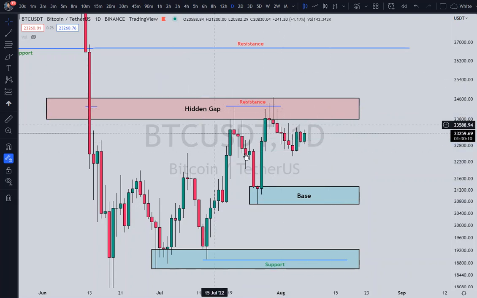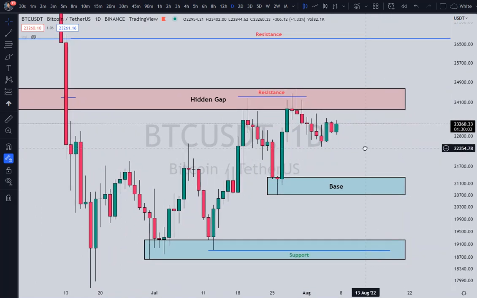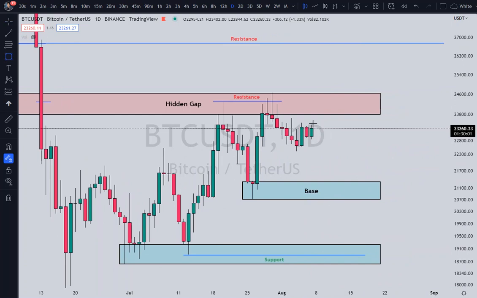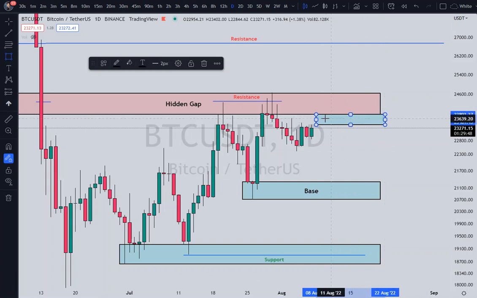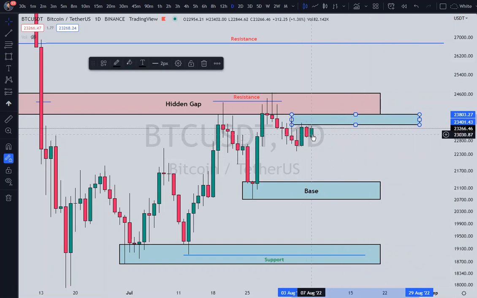But I just checked the heat map of different exchanges, and I saw a very important price level around 23,400 to almost 23,800. There are a lot of sell orders in this area. Just watch this area. This is very important.